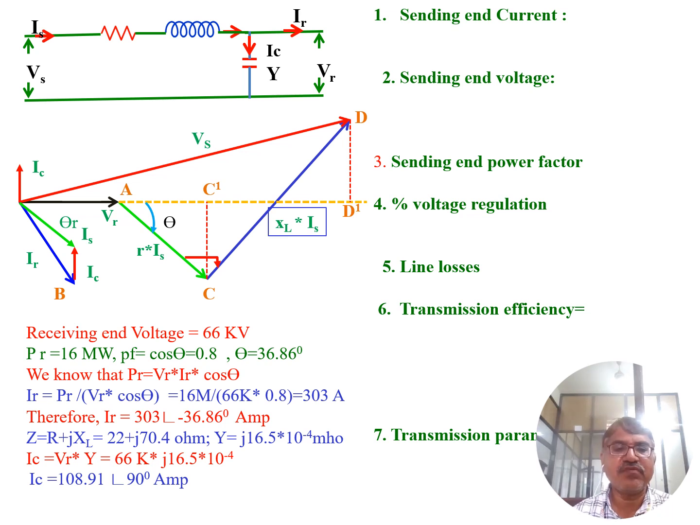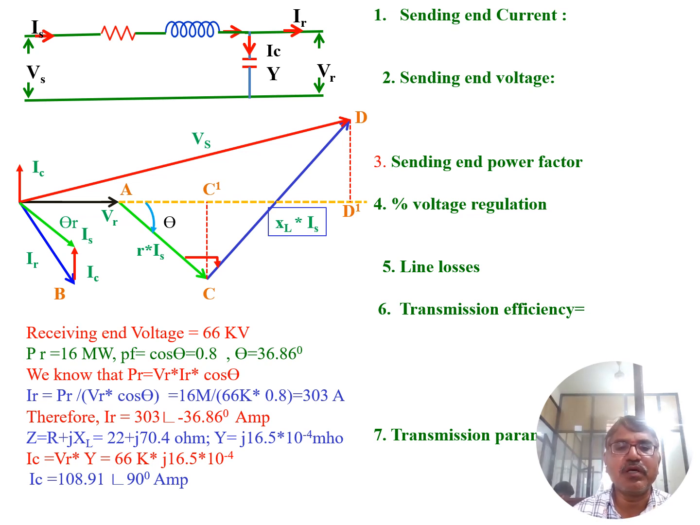Then after calculation of all these values, now as per the requirements, as per the given problem, ఇప్పుడు మనము we have to calculate the sending end current, sending end voltage, sending end power factor, percentage of voltage regulation, line losses, that is the transmission line losses, transmission efficiency, and transmission parameters. Then first we have to calculate the sending end current.